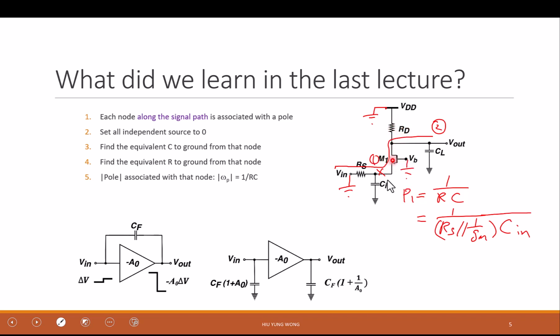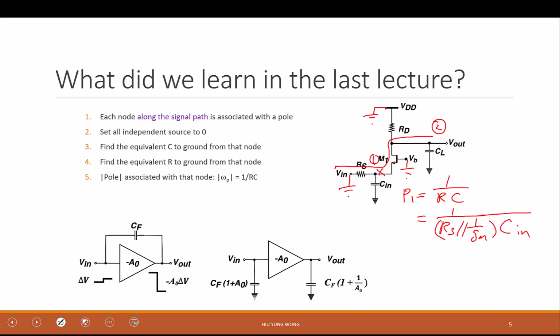Again, looking into the source is not always one over Gm. It is only true when you ground the gate. You have a constant bias. And in that case, anything after the drain can be ignored. Unless I tell you that you cannot, you need to include channel length modulation. Right? Because with channel length modulation, the input impedance will be different.